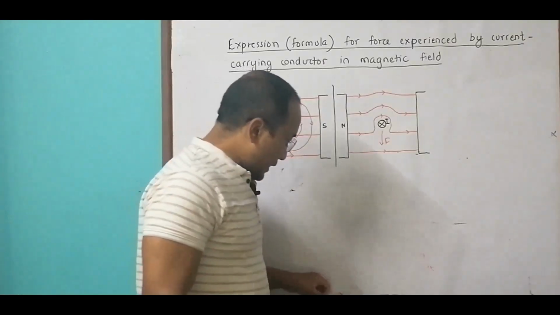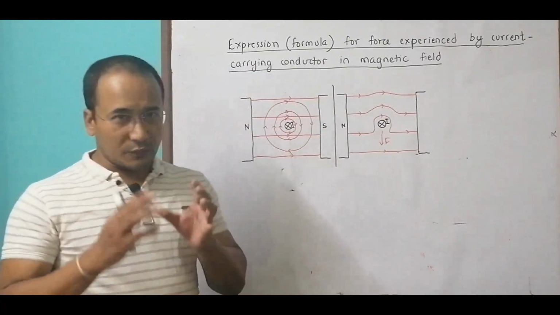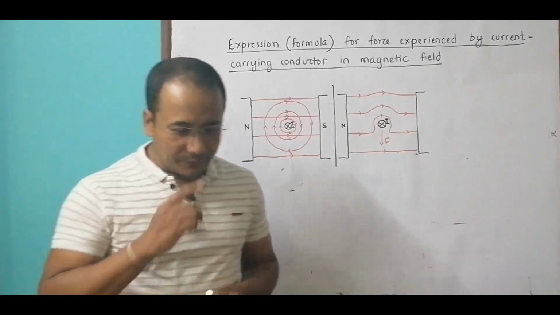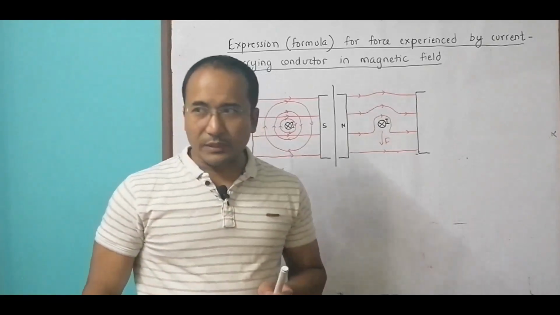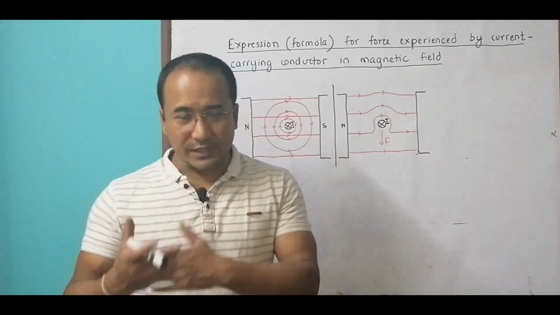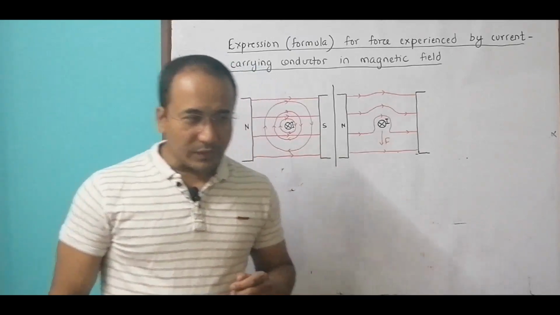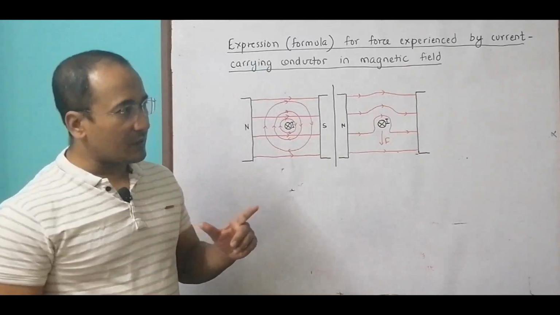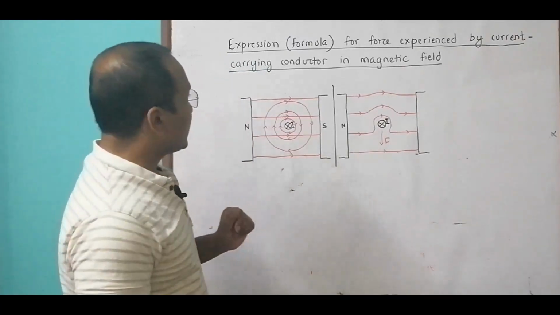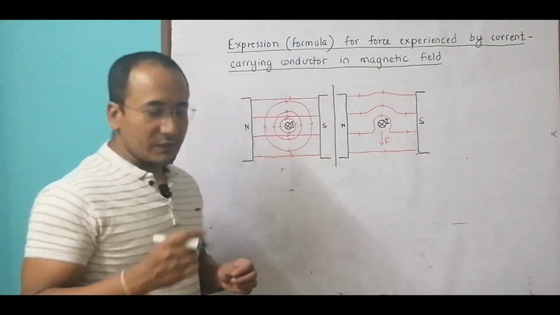Hello folks, today we are going to find the formula for the force experienced by a current carrying conductor in a magnetic field. In previous lectures we dealt with the reason for the force, so why the force originates when you place a current carrying conductor inside a magnetic field. Then we applied Fleming's left hand rule to find the direction under several conditions, 24 possible conditions. But now is the time to find the expression for that force, often called the Lorentz force.